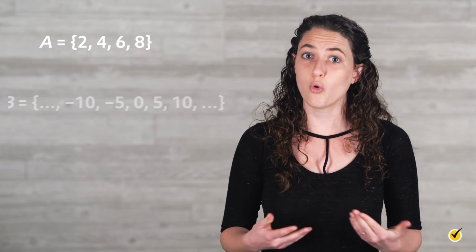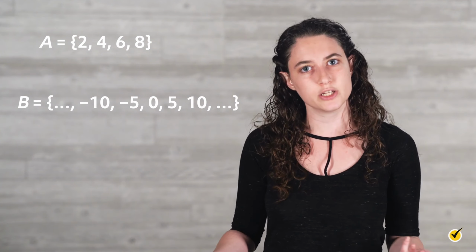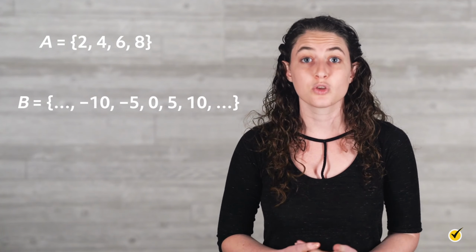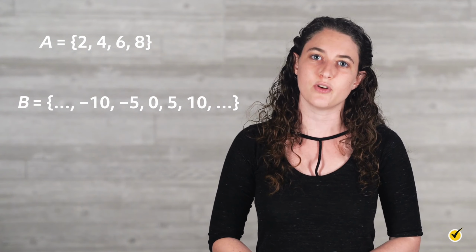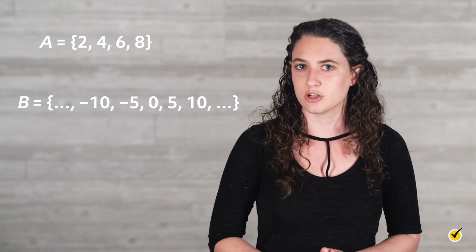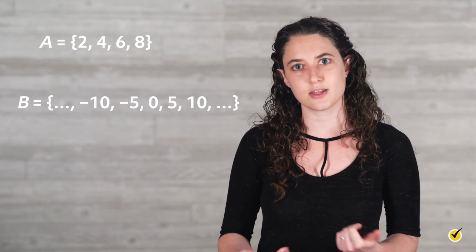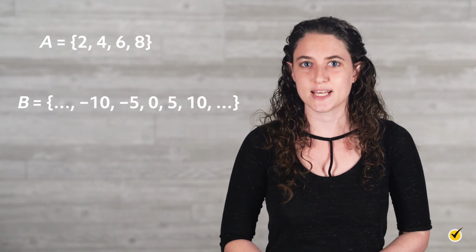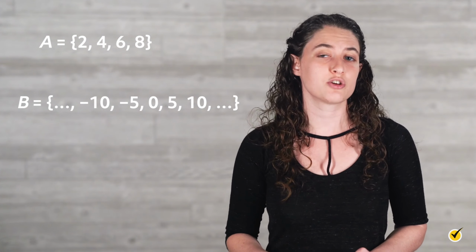When we talk about sets in mathematics, we are just talking about collections of objects. For example, I could have a set called A, which contains the even numbers from 2 to 8. Or I could have a set B containing all integer multiples of 5. We can create sets for any collection of objects or numbers. So if you were interested in writing down the ages of everyone in your class, you could express those numbers together as a set.